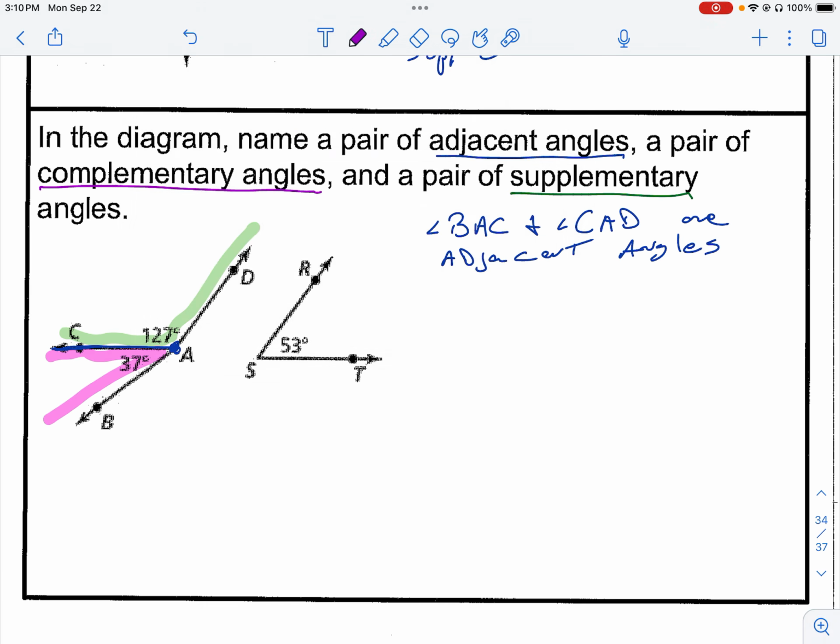Find our complementary angles, means they've got to add up to 90. So we only got 3 to choose from. 127 is going to be out because it's too big. So my guess is it's 37 plus 53. So 7 plus 53 is 60 plus 30 is 90. So those are our 2. So angle BAC and angle RST are complementary angles.